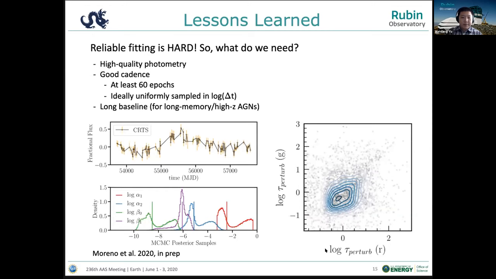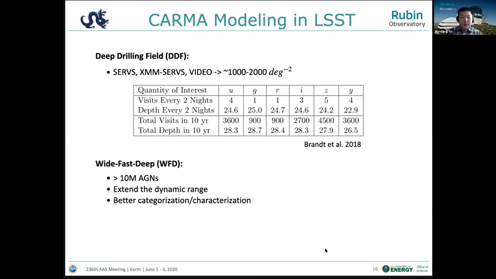In LSST, the deep drilling fields will really provide us the opportunity to explore the ground truth to test different variability models, in particular given that it has multi-wavelength coverage, very deep X-ray coverage, high cadence and all other properties. And the WFD, the large number will enable better categorization of AGN variability, especially helping us better understand the correlation between continuum variability and the physical properties of AGN.